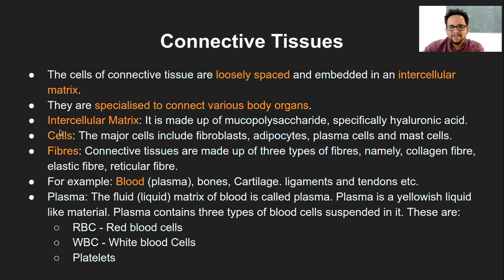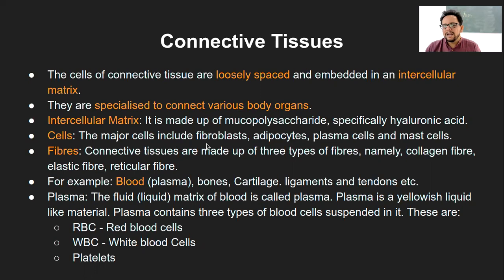The second component, obviously, is going to be the cells, because it is forming a tissue network. So there will be cells. Now there are different types of cells with respect to the connective tissue, and they are fibroblast.